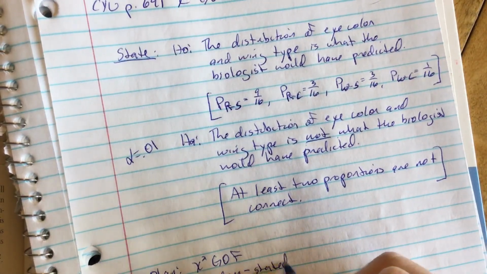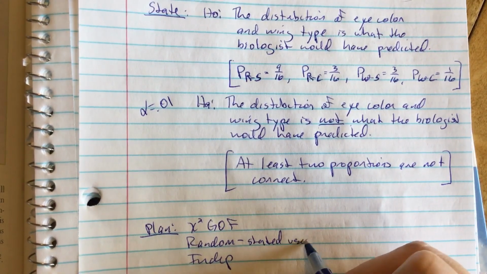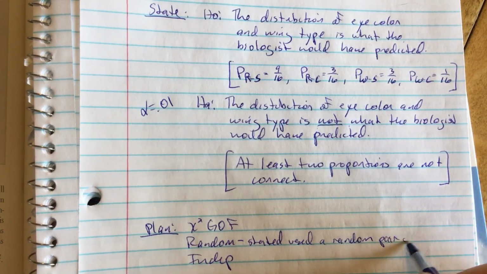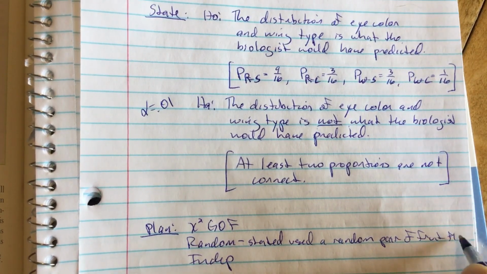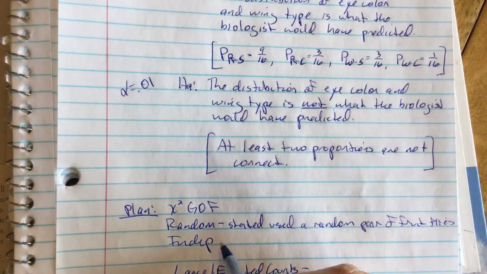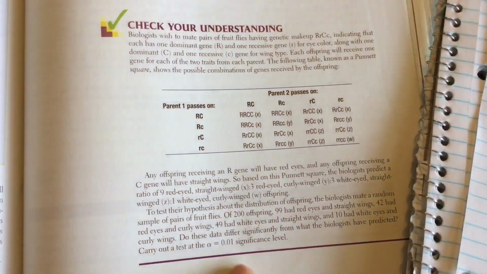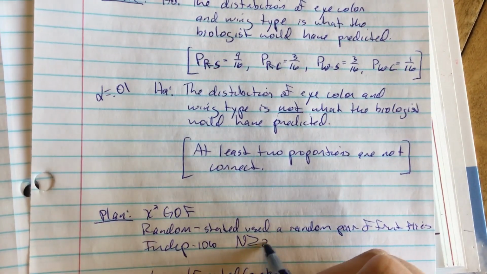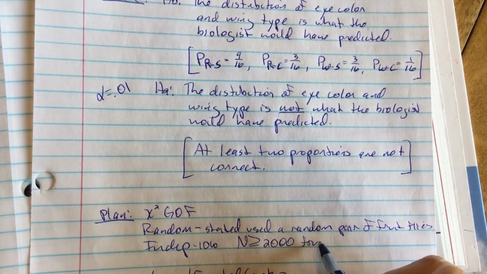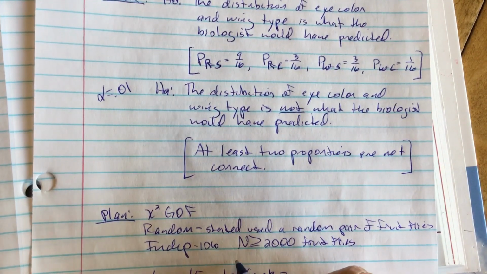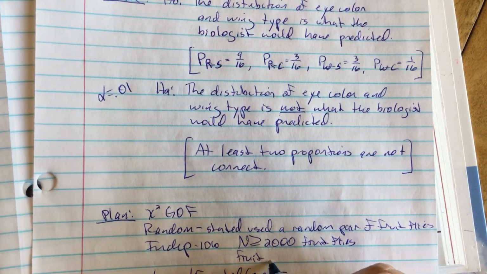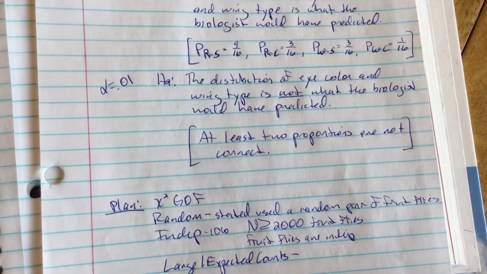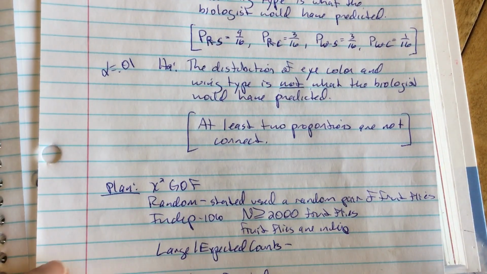So stated, used a random pair of fruit flies. I can't say that very fast. Okay, independence, 10%. Let's see, how many fruit flies did they use? 200? I'm pretty sure there's more than 2,000 fruit flies. And we're going to say fruit flies are independent, relatively speaking.